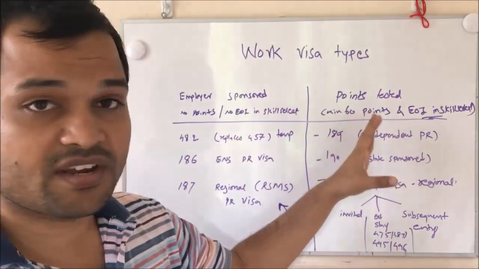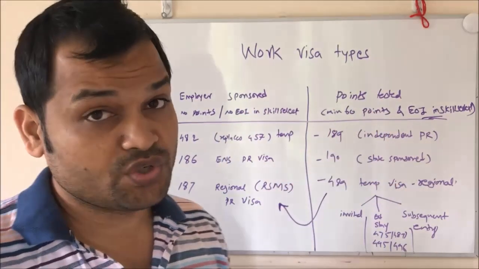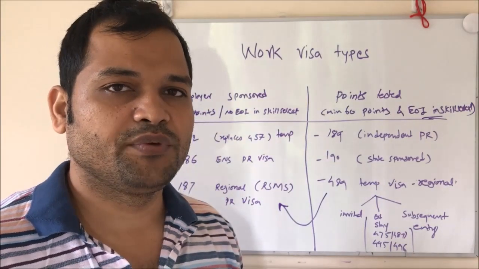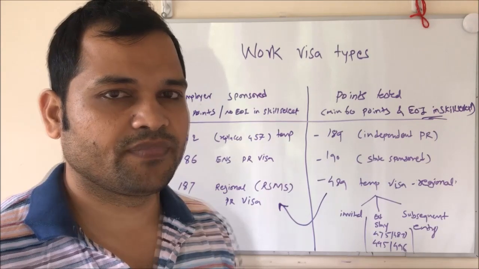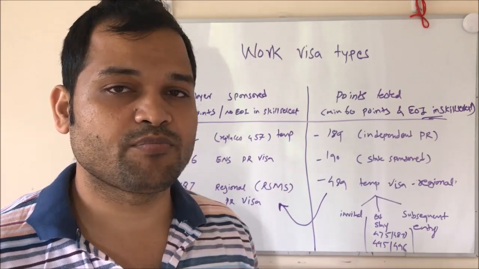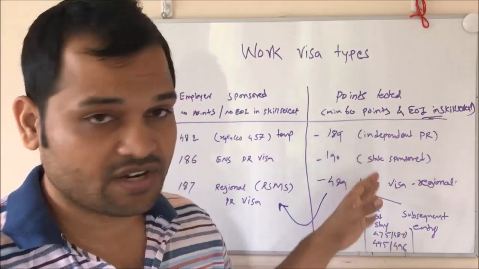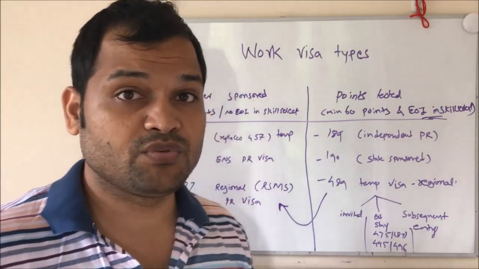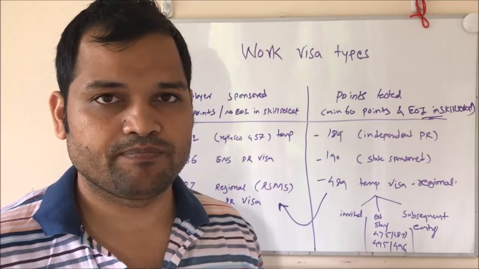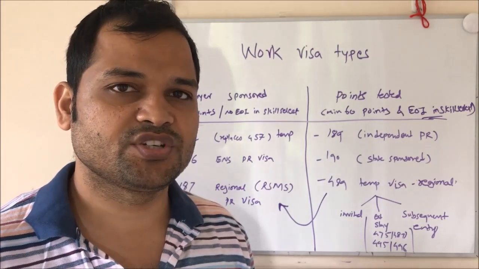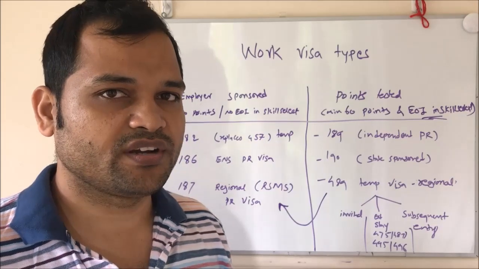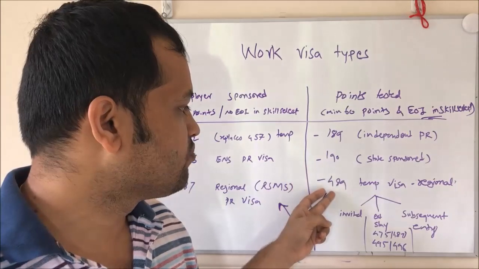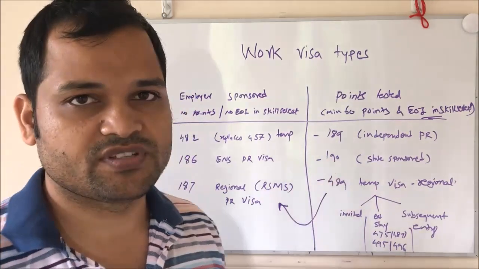In points tested, that is the second category, you need to score a minimum of 60 points as per the points table. I have already created one video on the points table, so you can check that out. As per that points table, you need minimum 60 points to be eligible for these kinds of visas. And also you need to first submit your expression of interest in the SkillSelect program, and then you will get the invitation to apply for the visa. Without that you can't get these kinds of visas. So what visas are available here? 189, 190, 489. All these three types of visas are available.